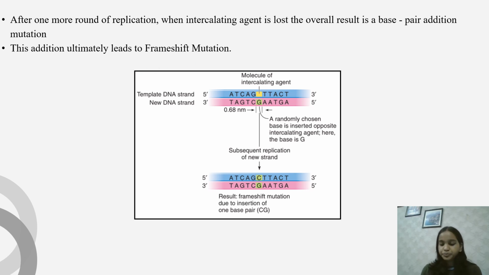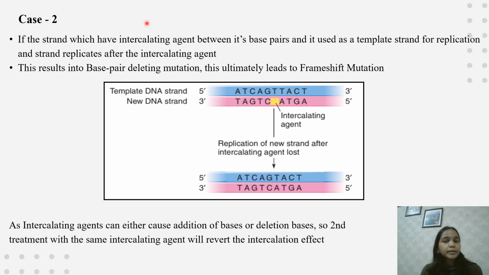The overall effect is base pair addition mutation, and this can ultimately lead to frame shift mutation. The second way by which intercalating agent can cause mutation is if the strand which has intercalating agent between its base pair is used as template strand for replication and the strand replicates after the intercalating agent. This results into base pair deletion mutation. This ultimately leads to frame shift mutation.